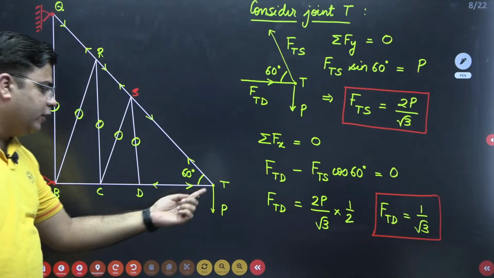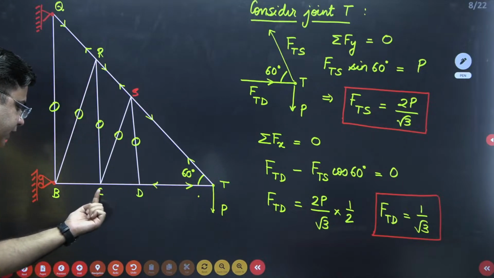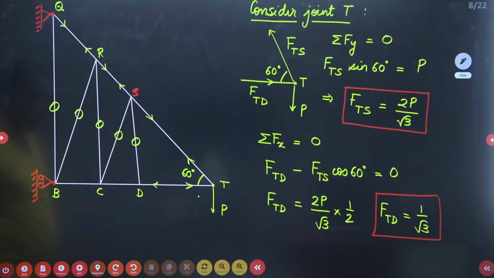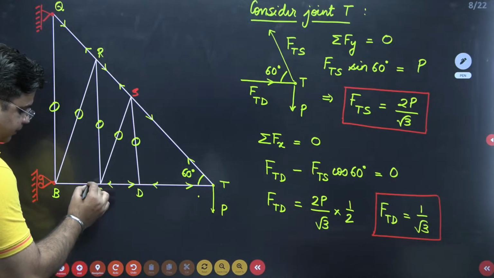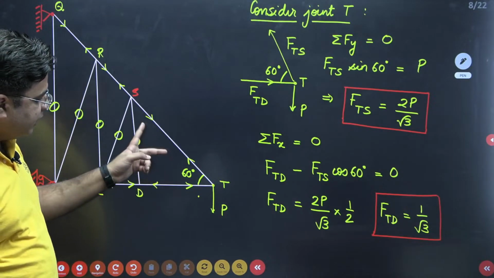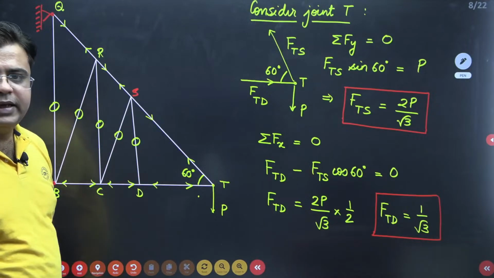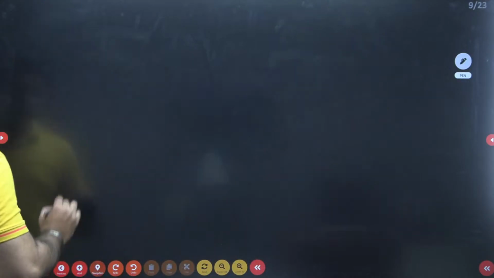Similarly, I can write force in the member TD is equal to force in the member CD is equal to force in the member BC. The nature of all these forces will also be the same. This force is compressive in nature and this force in the member TS is tensile in nature. So I will write like this.